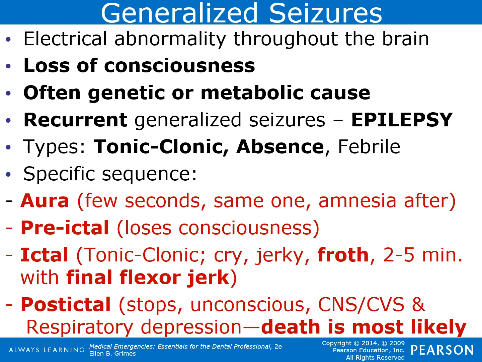And then you have postictal. So that's when it stops. You can be unconscious, with central nervous system, cerebrovascular system, and respiratory depression. If you have that, death is most likely. But a lot of times it stops and you can come right out of it. So it's the aura, then you have preictal, ictal, and postictal.